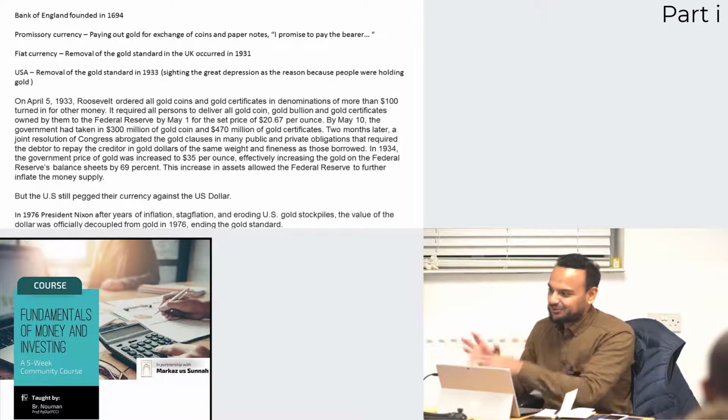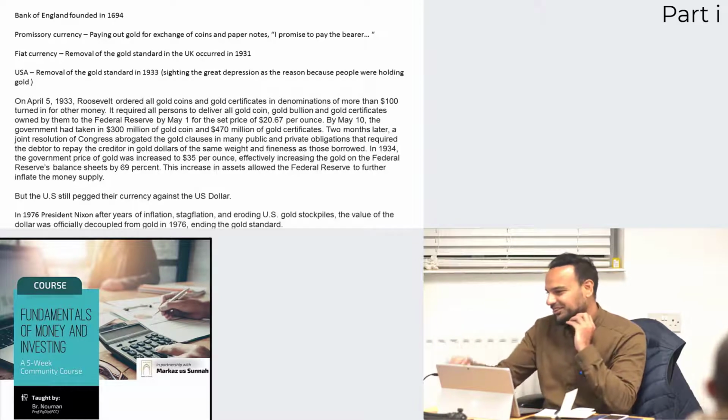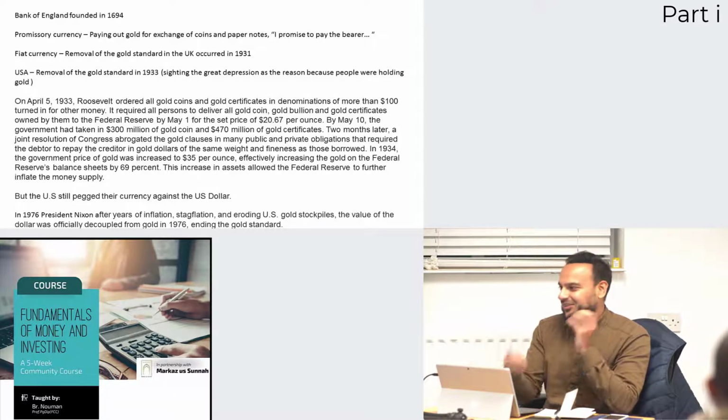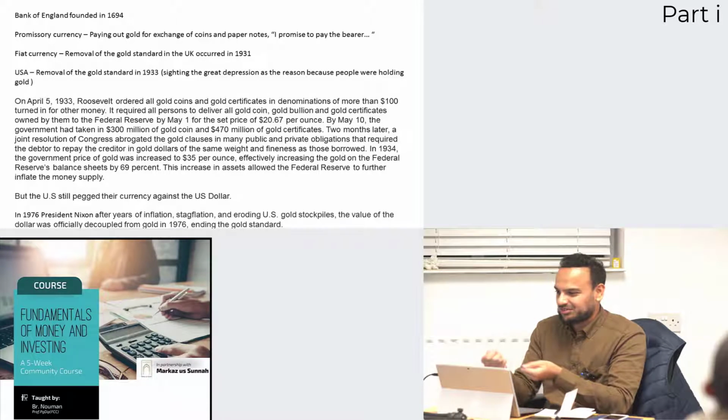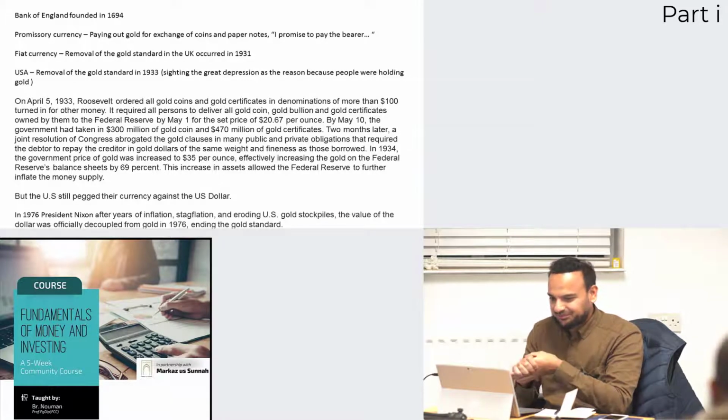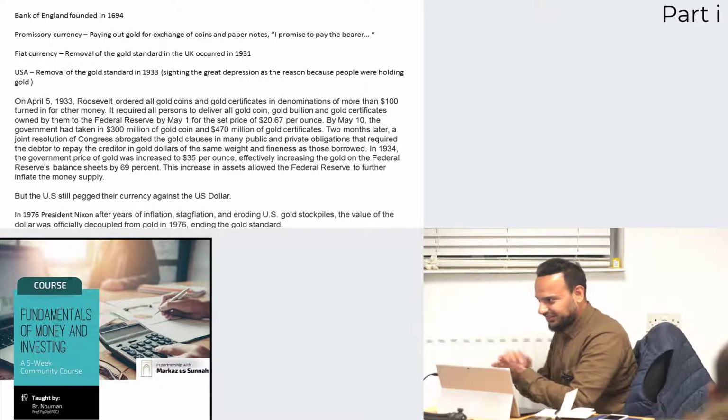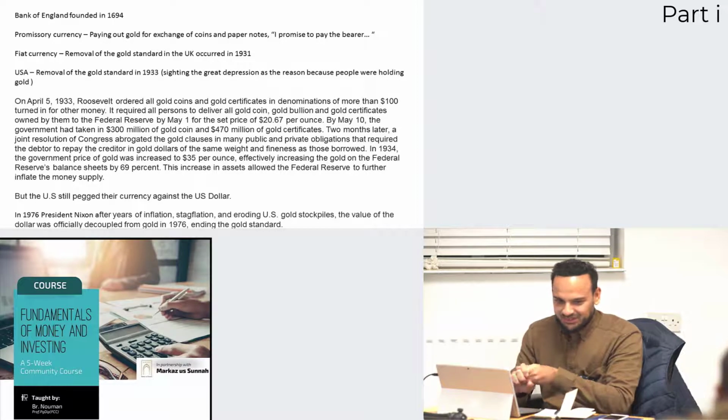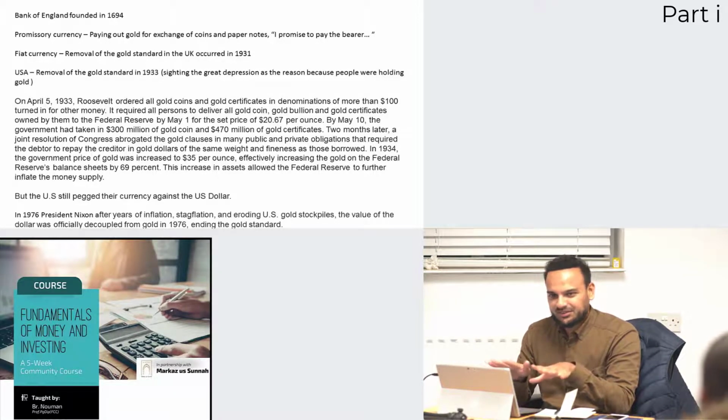Because if you remove the standard, then you're forced to use that money, right? You have to use the money because you cannot exchange it for what it's worth in gold or silver. Okay. So does that make sense? Any questions on that? Yeah.